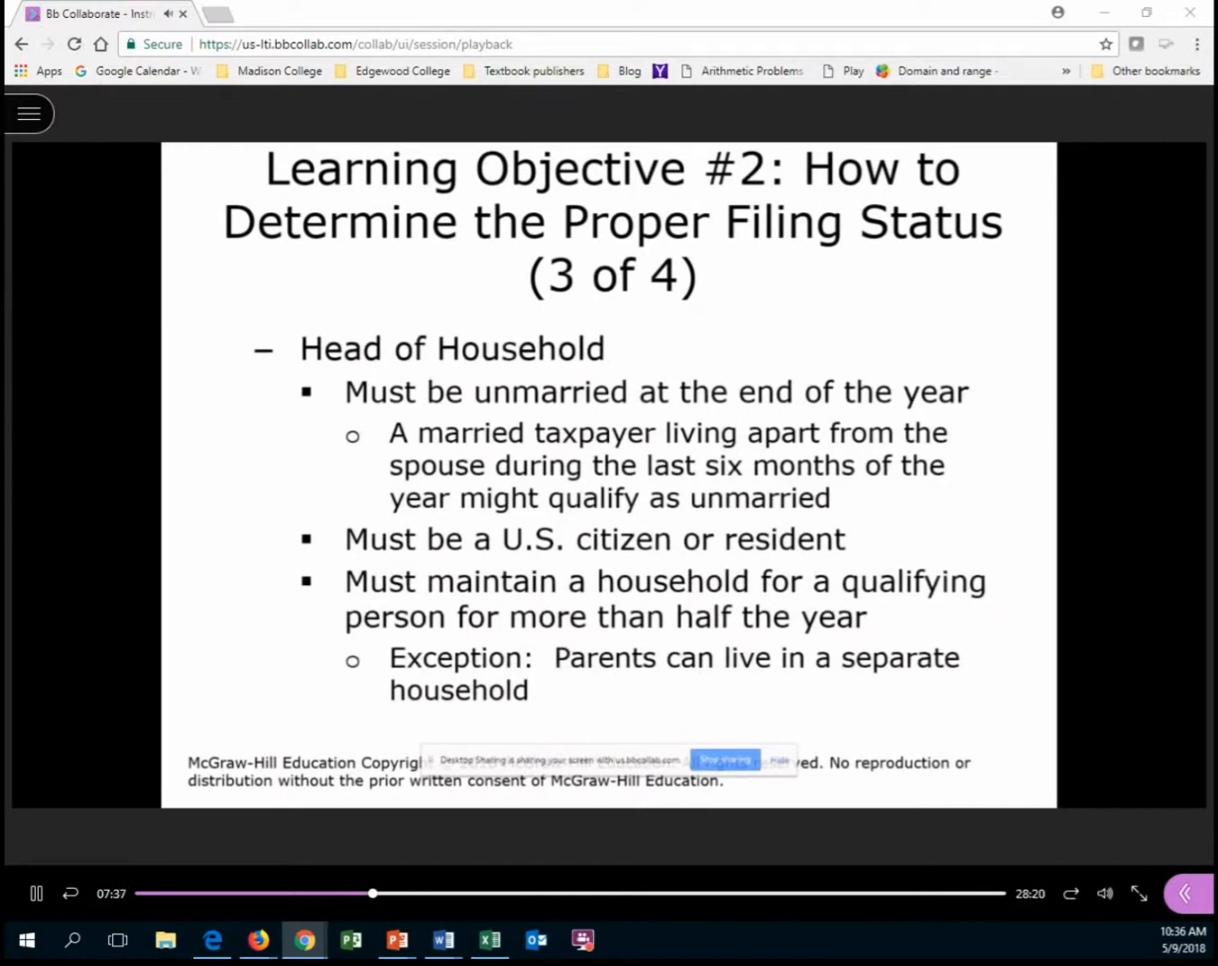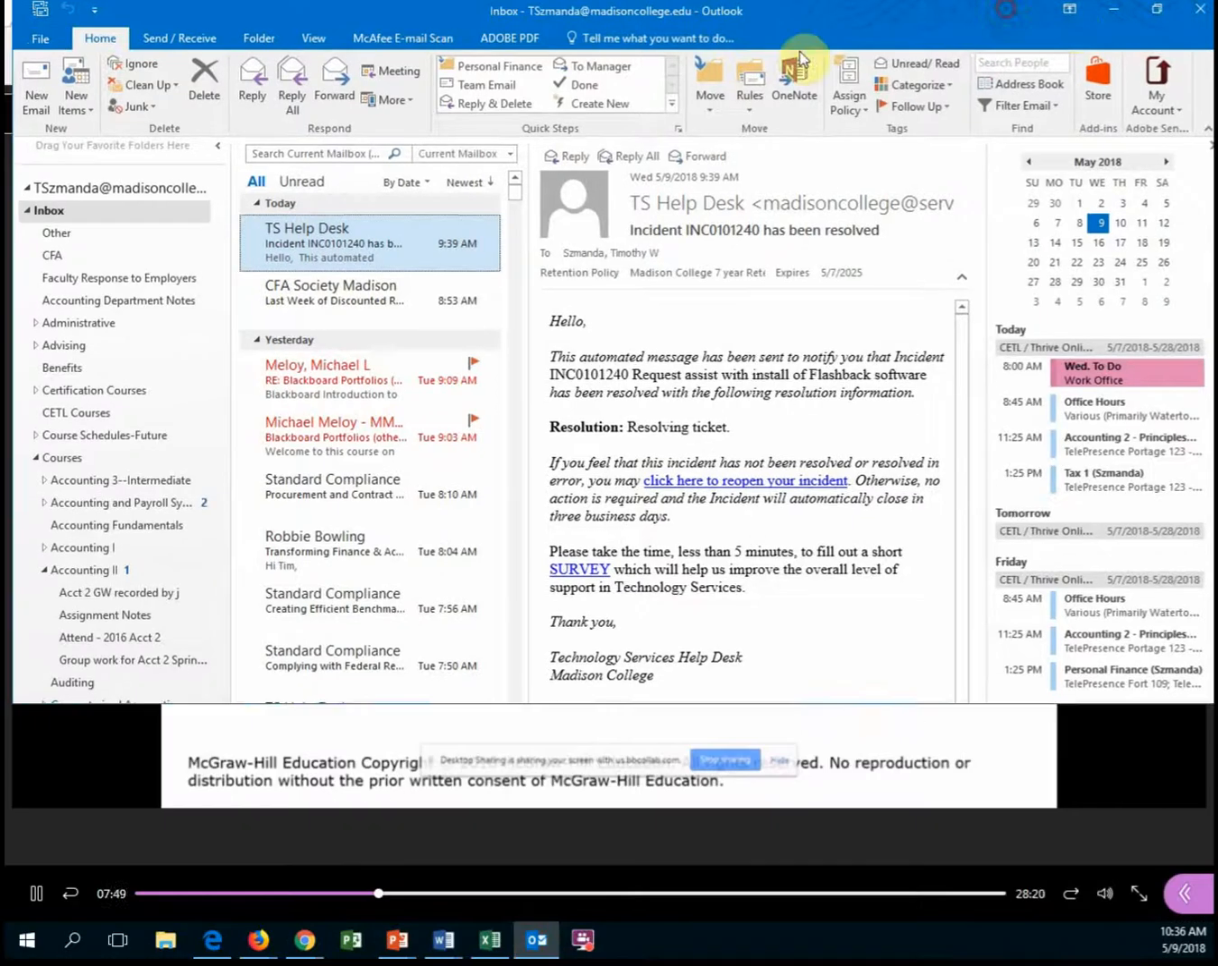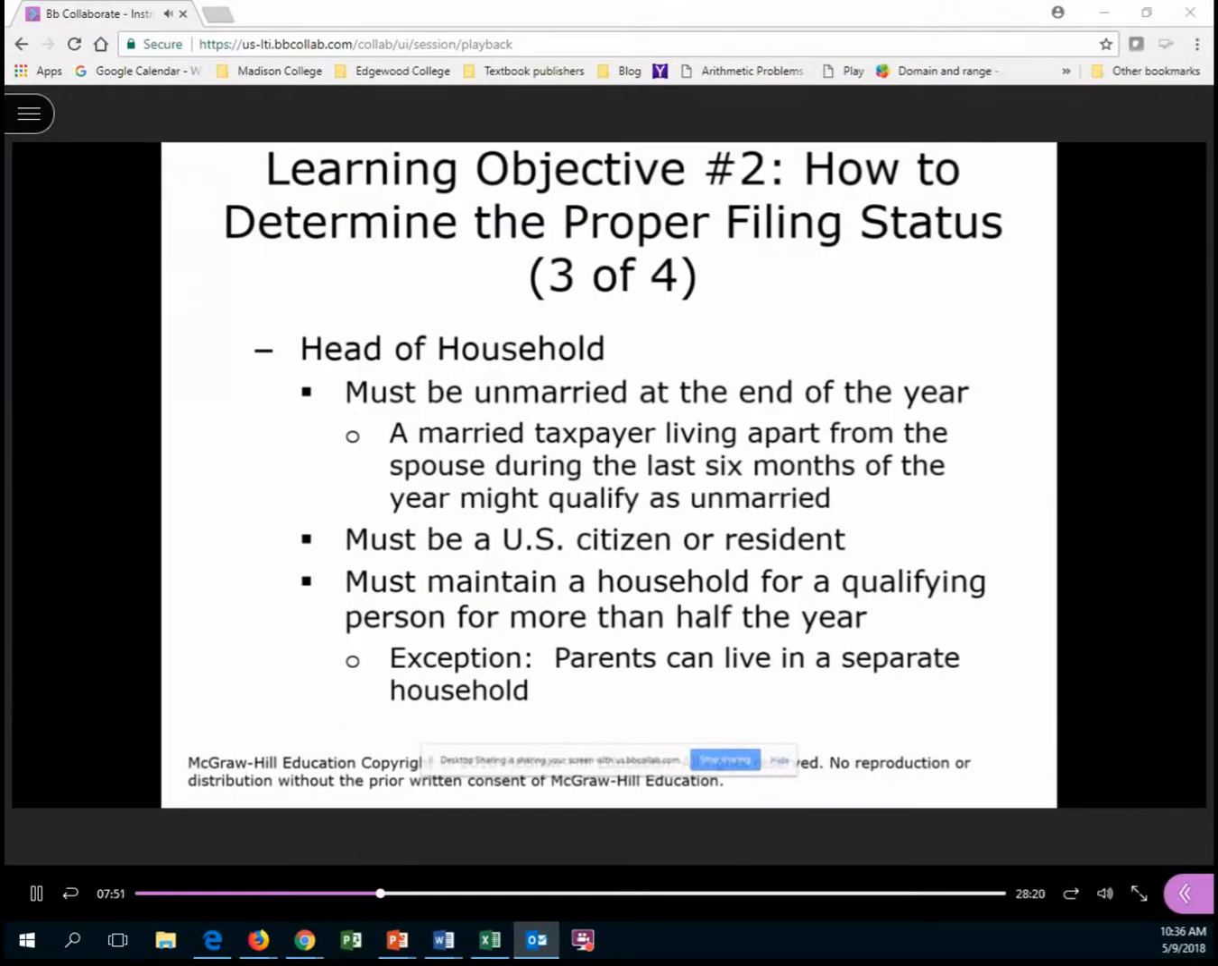Another filing status is the head of household. Here, generally an unmarried taxpayer who has a child and provides more than half the support for that child, or qualified relative, then would file as a head of household and get, for example, a higher standard deduction than they would if they were filing as a single person.